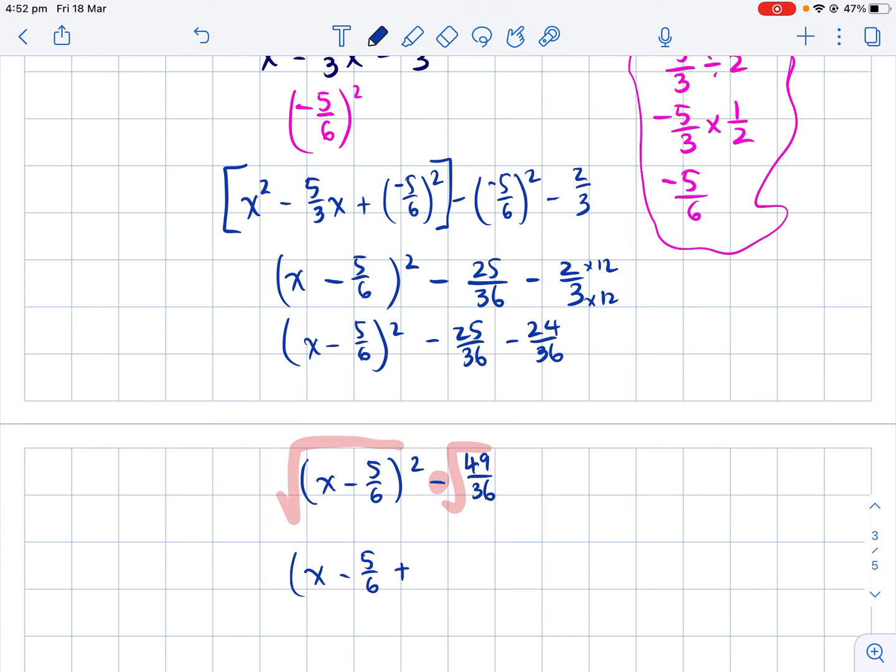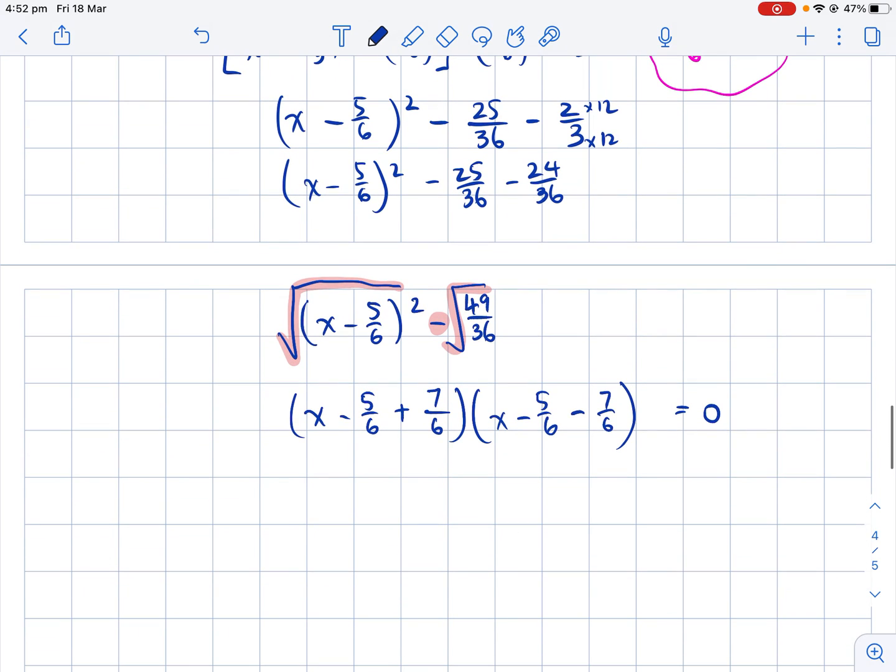So I get the first term, the square root of the first term plus the square root of the second one. The square root of 49 is 7. The square root of 36 is 6. Then I get the first term, the square root of the first term minus the square root of the second term, which gives me that, and it's got to be equal to 0.